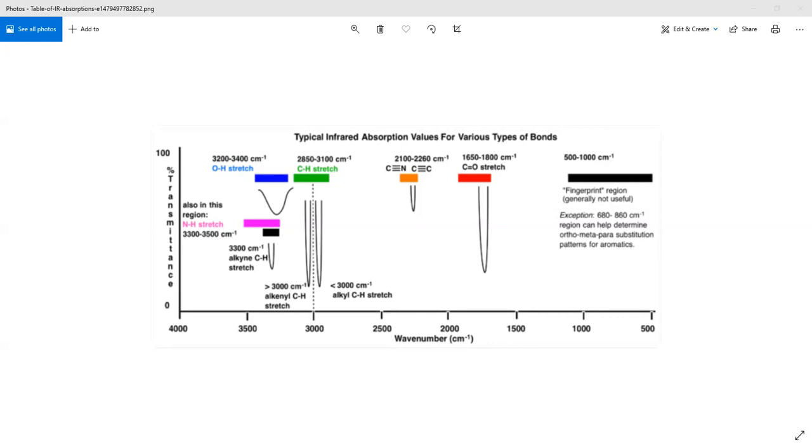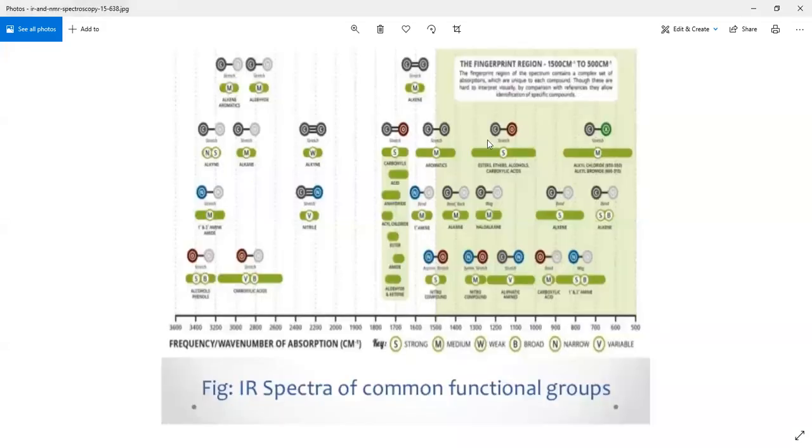So this picture, let me make sure that you're seeing the same picture that I'm seeing. No, sorry about that. Okay, go back here. This area here has the fingerprint, okay? Which is the dark area. The functional group is the white area. They specify it is strong, medium, weak, broad, narrow, and variable.